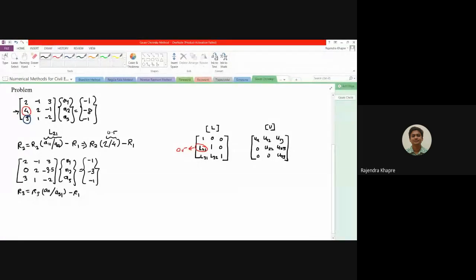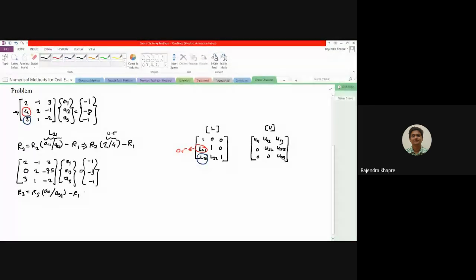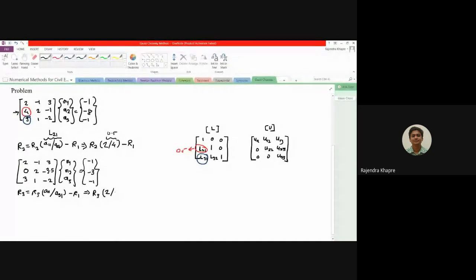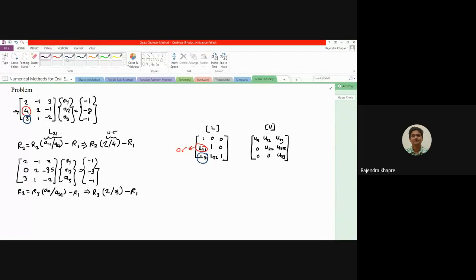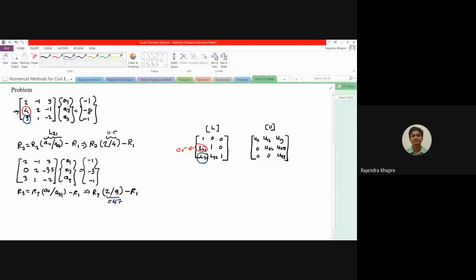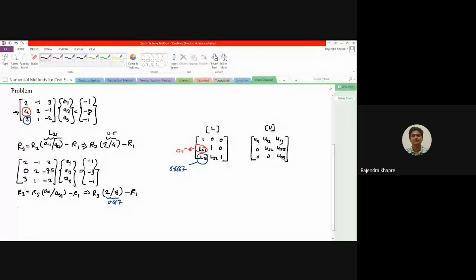Since we are working on the location at third row and first column, it is going to give you the L31 value, that is this value. Let us substitute the values over here. So you have R3 into A11, which is 2 divided by 3, minus R1. How much is this 2 by 3? 0.66667. So this value is nothing but 0.66667.